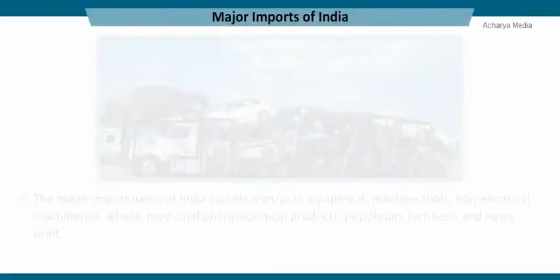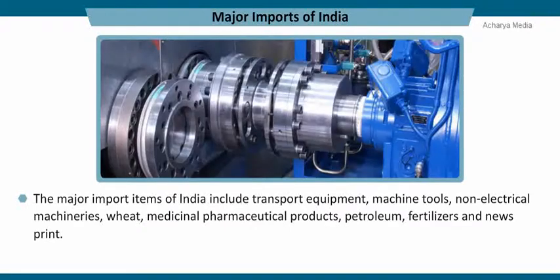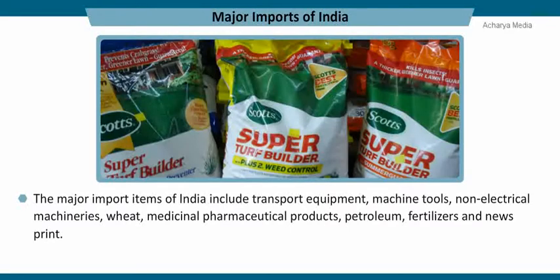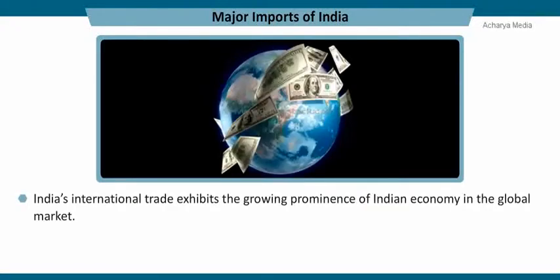Major imports of India. The major import items of India include transport equipment, machine tools, non-electrical machineries, wheat, medicinal pharmaceutical products, petroleum, fertilizers and newsprint. India's import value in 2008 to 2009 was rupees 13 lakhs 5,530 million and the export value in the same year was rupees 7 lakhs 66,9350 million. India's international trade exhibits the growing prominence of the Indian economy in the global market.